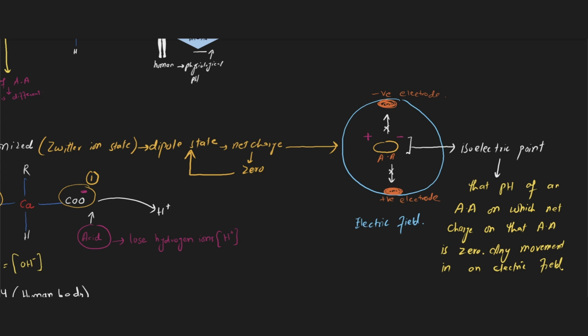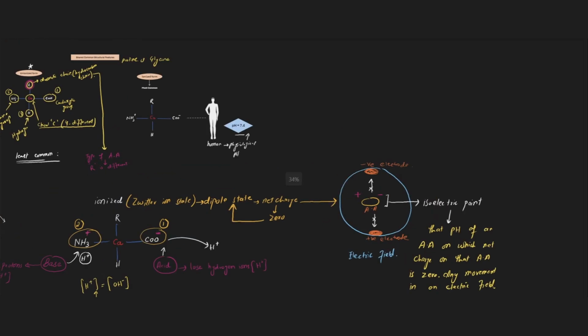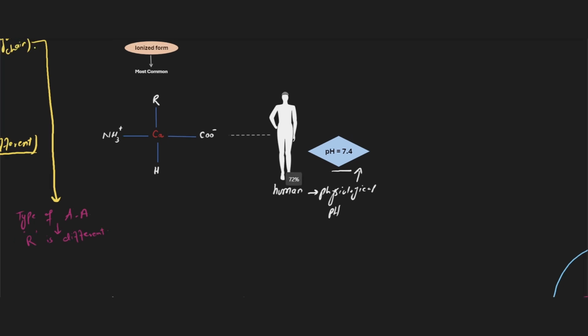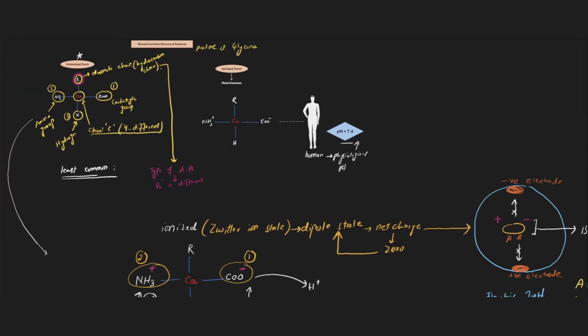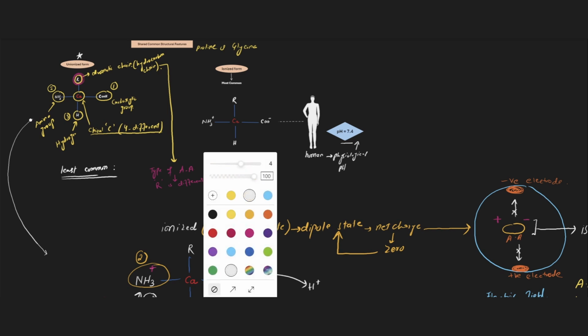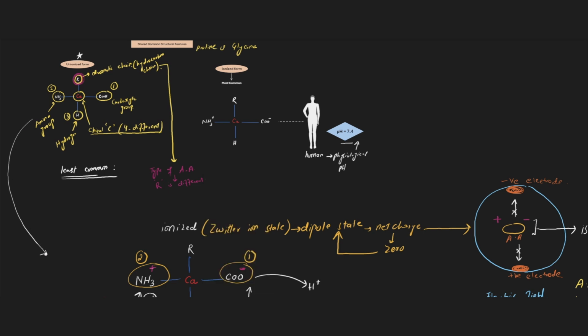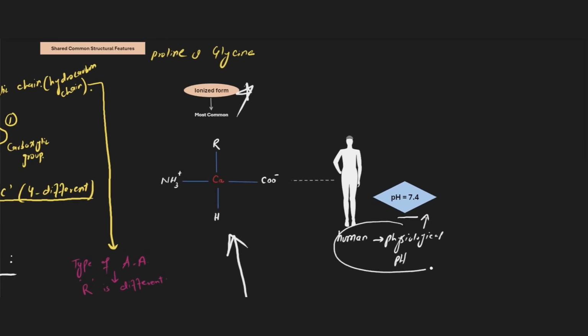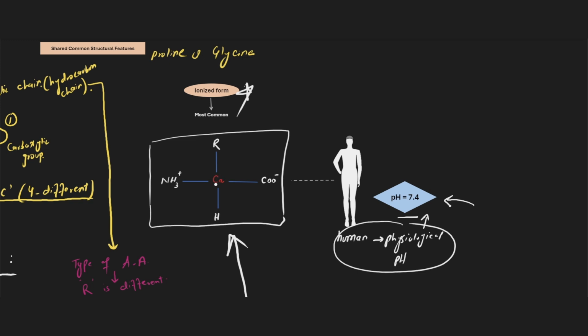So let's move towards the structure which I have taken from the book Lehninger Principles of Biochemistry. Now you can understand how we move from the structure I showed you to this particular structure. This is the ionized form of the amino acids. So in the human body, at the physiological pH of 7.4, amino acids exist in this state. It has a central alpha carbon.